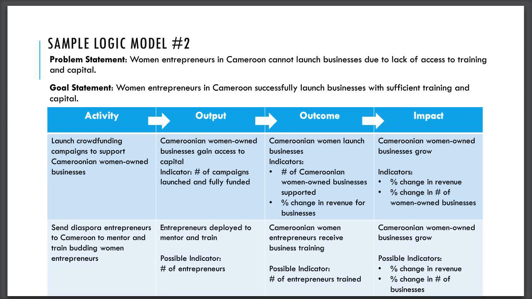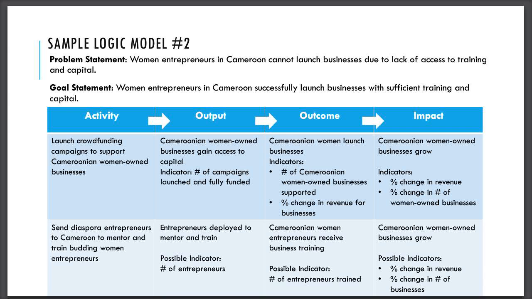So a potential outcome could be that the women launch businesses because they have these crowdfunding campaigns that give them access to capital. And a potential indicator of that outcome could be the number of Cameroonian women-owned businesses supported or launched. It could also be the % change in revenue for those businesses if they're already existing.